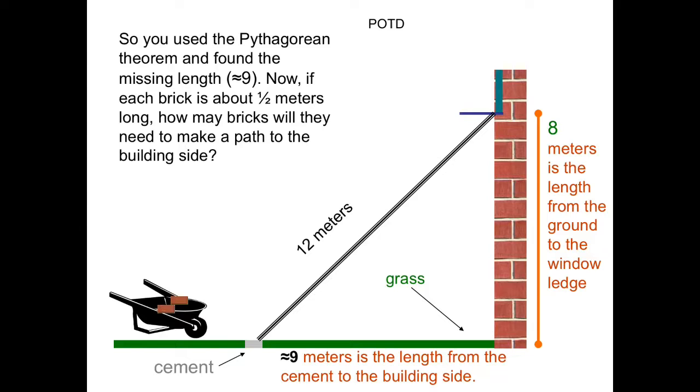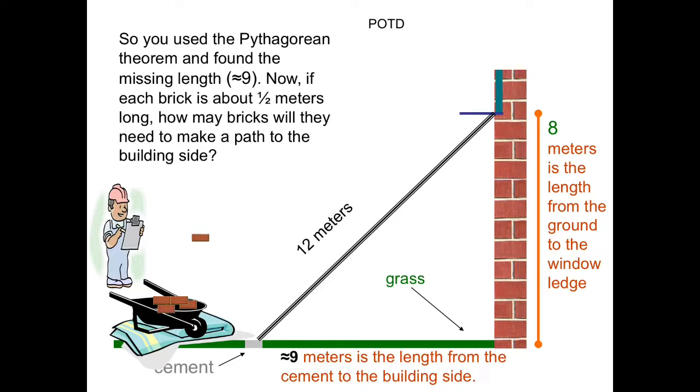Now there's a few different ways you can figure something like this out. If you know there's about 9 meters to work with and each brick is a half meter long, then you could say to yourself, how many halves are there in 9, which is one way to think about it. Or you can think, if 1 meter were to contain 2 half-meter bricks, then how many would 9 meters contain?